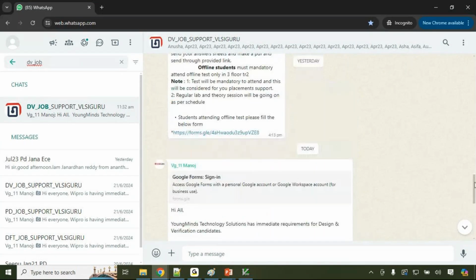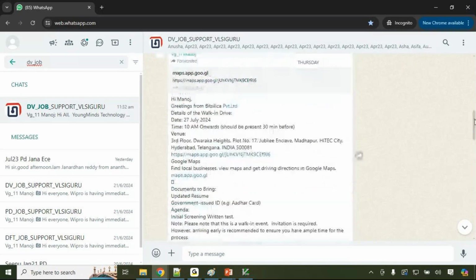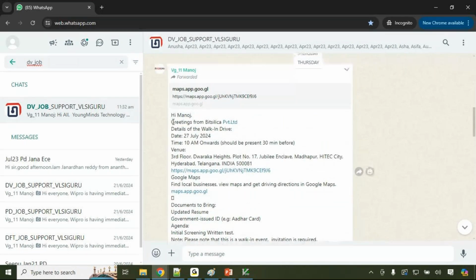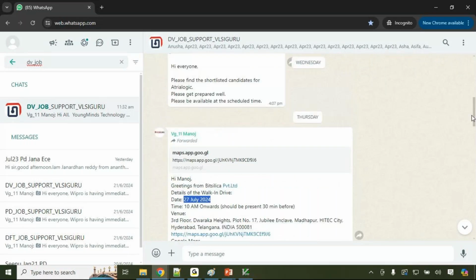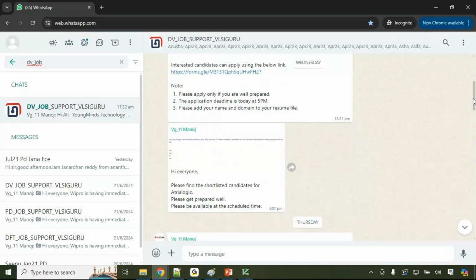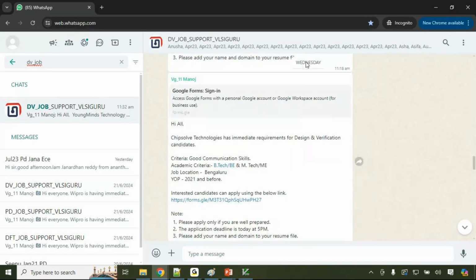Next, there is Bitsilica company which is hiring, which has a walk-in on 27 July. That is today only. Then Chipsol Technologies. When was it? It was on Wednesday.